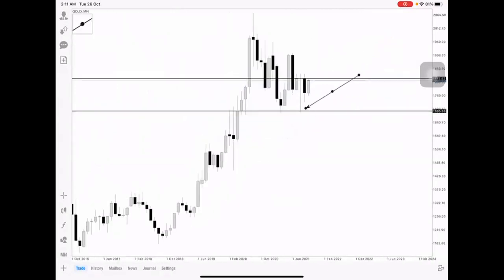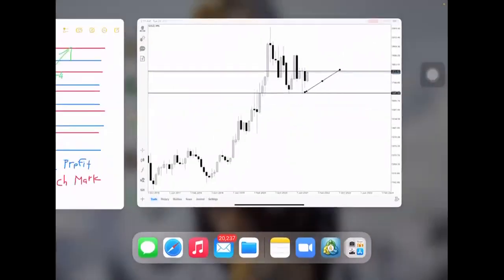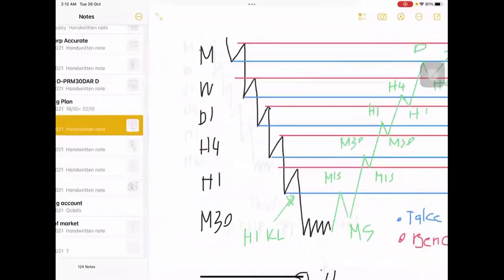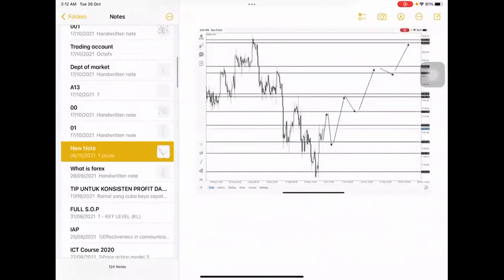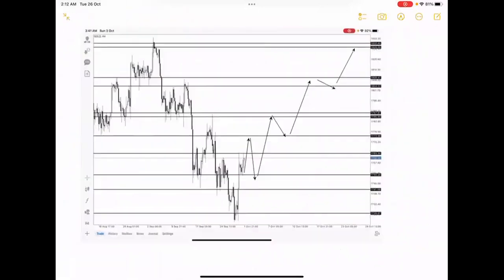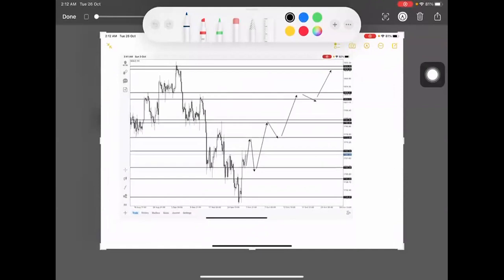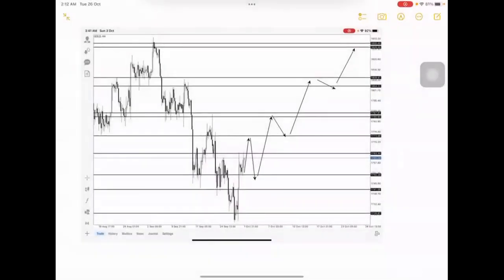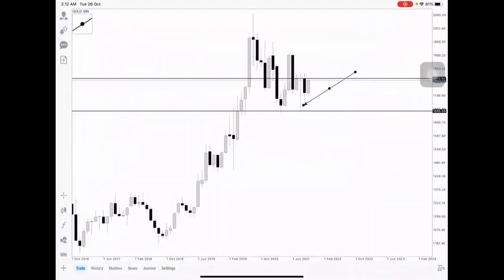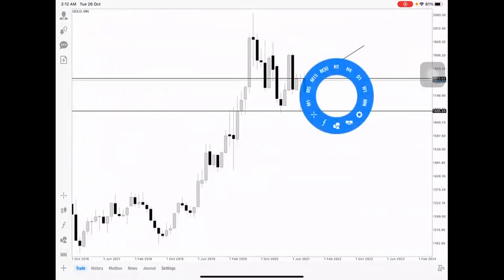Okay, this one is point A, right? Point A to point B. That's why my target is before this one, like that. My target. At this level, I'm still waiting. Still waiting at this level for closing, monthly closing. So monthly to monthly.